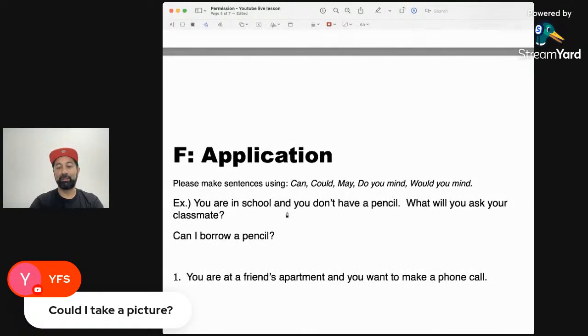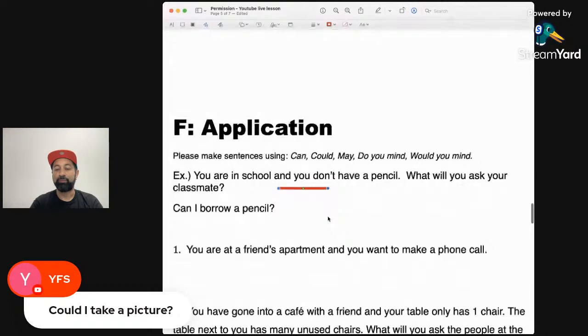So in my example right here, it says, you are in school, you don't have a pencil. All right, very simple situation. You're in school, you're in class, you don't have a pencil. What will you ask your classmate? So I will ask my classmate, can I borrow a pencil? All right, that's my permission question. Can I borrow a pencil?